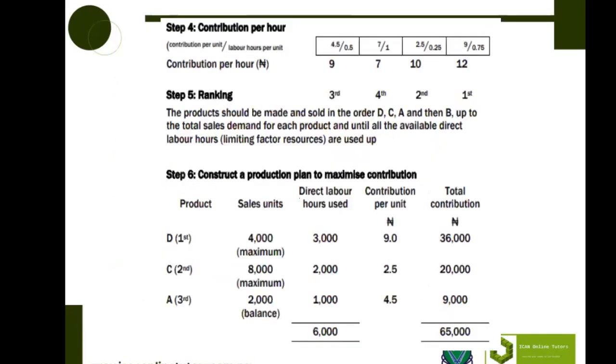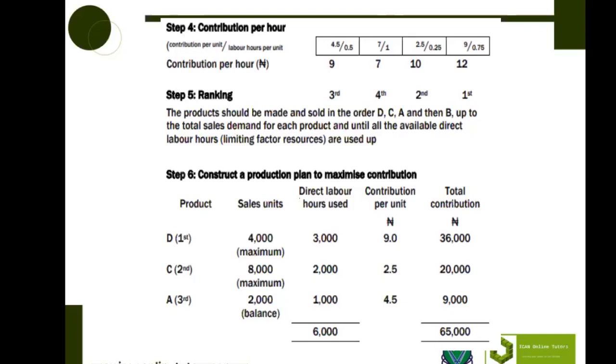Then step 4 is contribution per hour. So we're going to limit the contribution per the limiting factor, which is labor hours. So contribution per unit for product A is 4.5, and labor hour per unit is 0.5. So we divide them accordingly. Contribution per hour is 9, 7, 10, and 12 for the products. Step 5 is to rank. We rank from the highest to the lowest. We have 12, 10, 9, and 7.